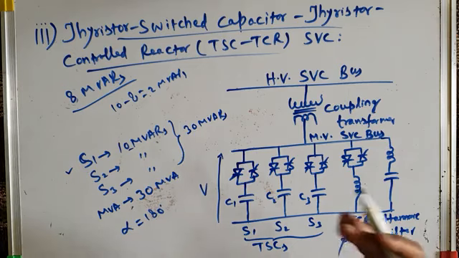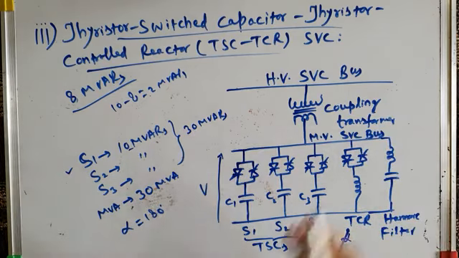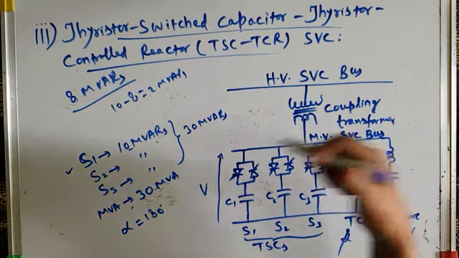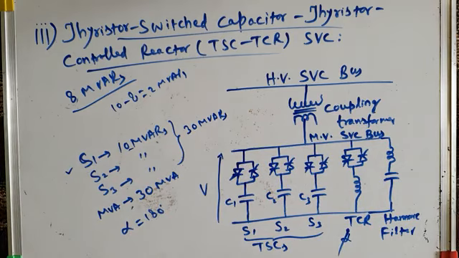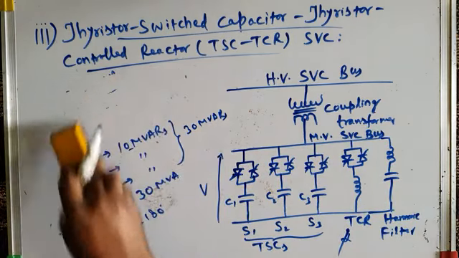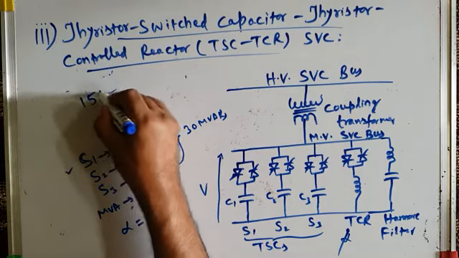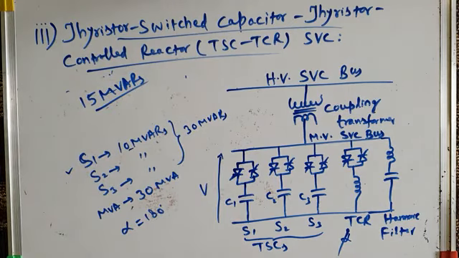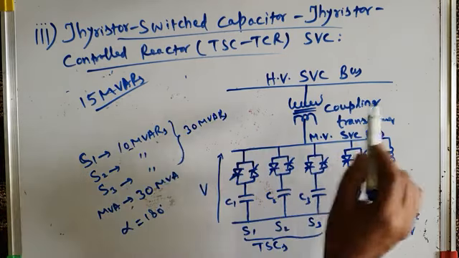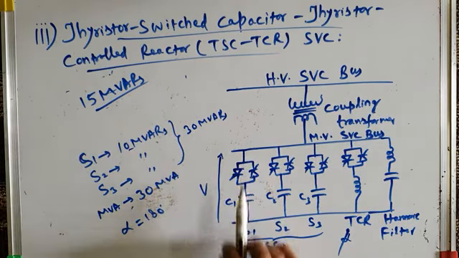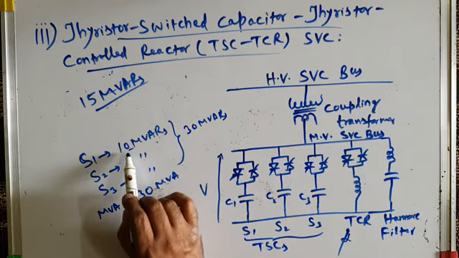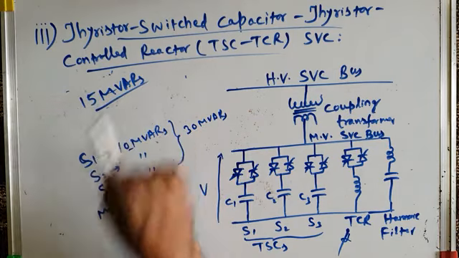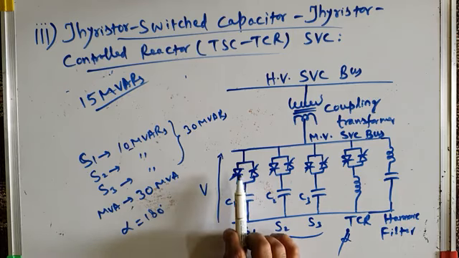Now let us suppose after some time, say after a couple of hours, more industrial loads are turned on, and the load power factor deteriorates further and the reactive power requirement of the load further increases. Let us suppose the reactive power requirement of the load increases from 8 megavars to 15 megavars by turning on more lagging power factor industrial load. Now the reactive power requirement of the load is 15 megavars, and we already have TSC branch S1 on, which is injecting a reactive power of 10 megavars, but now the reactive power requirement has increased from 8 to 15 megavars. So S1 alone will not compensate this reactive power.